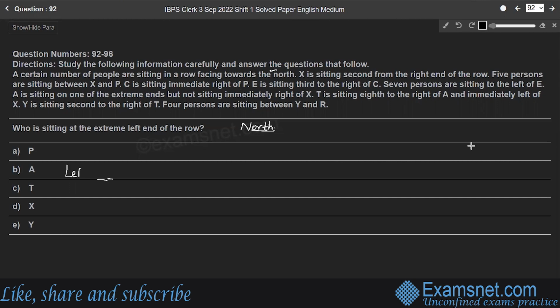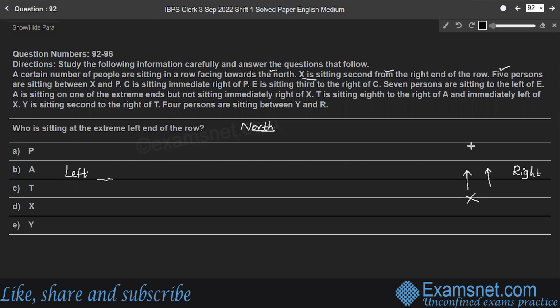So consider a row. Here is the left side and the right side of the row. Here is the first point: X is sitting second from the right end of the row. From the right end, X is sitting second. So the position of X is here.